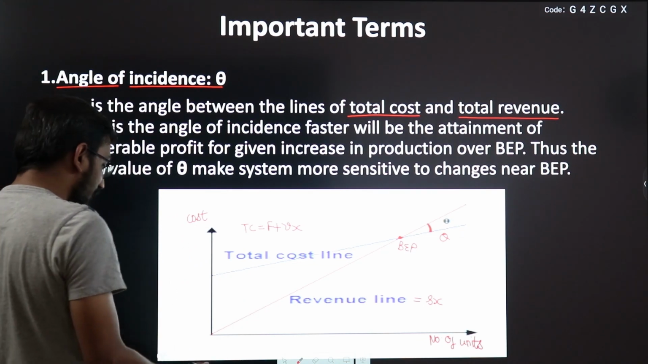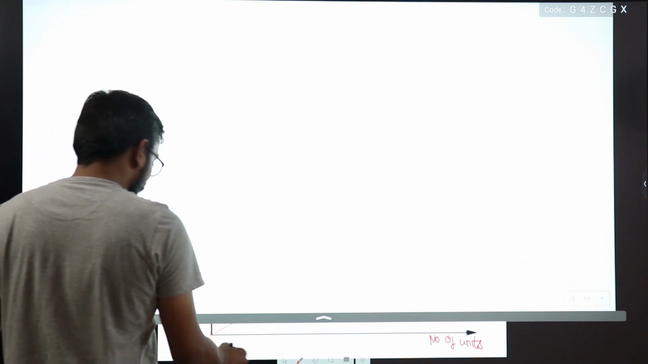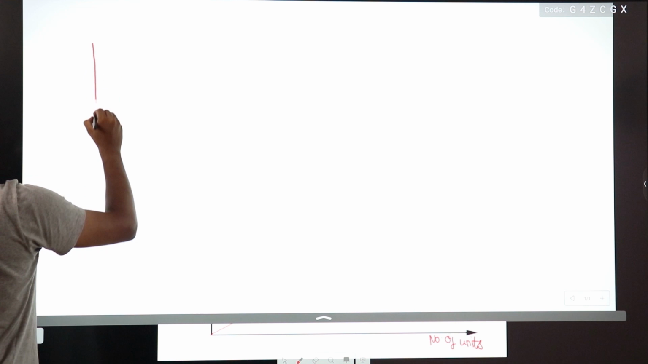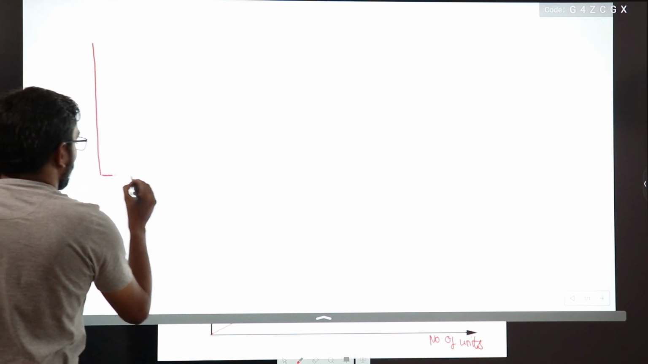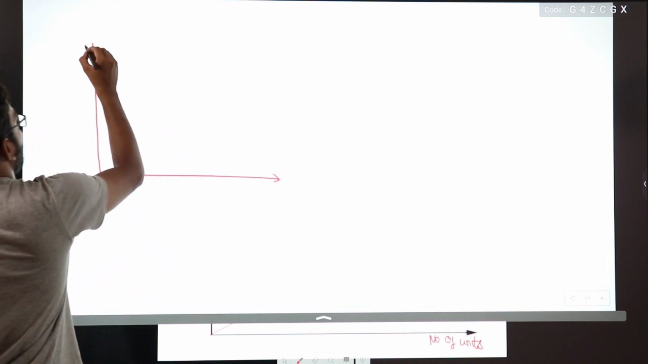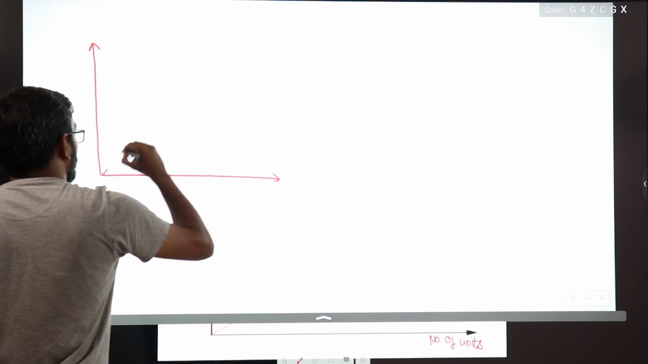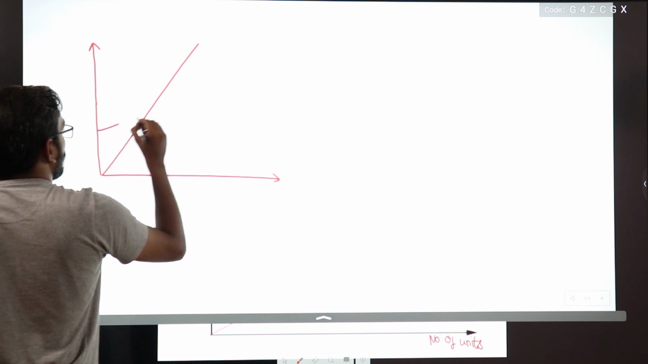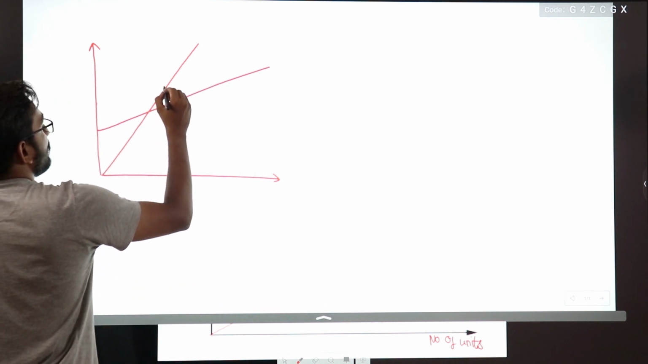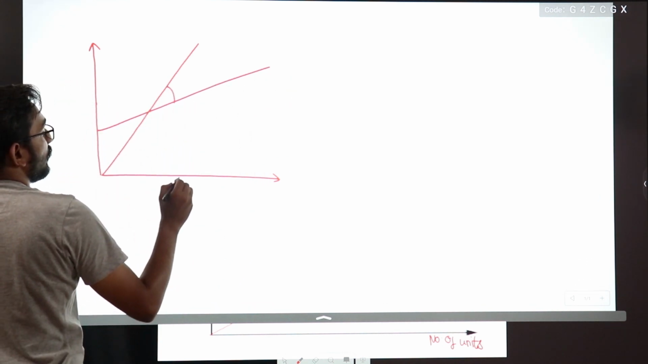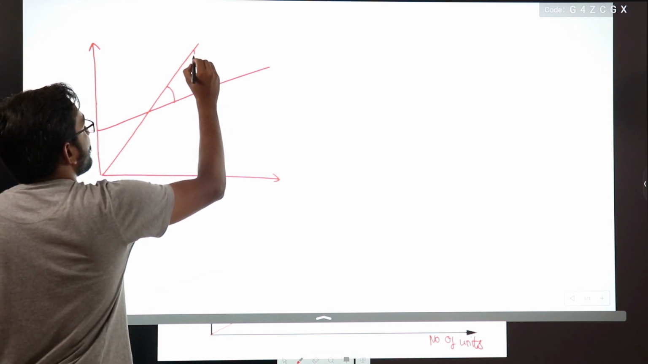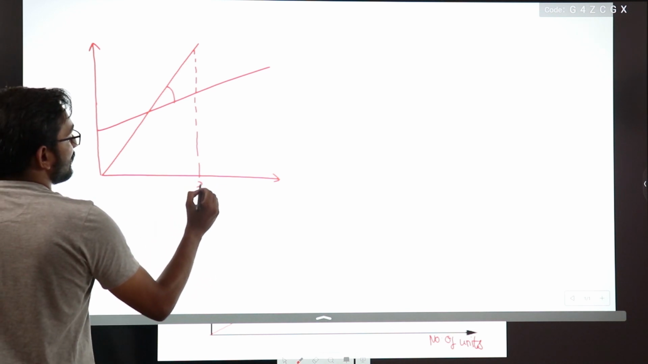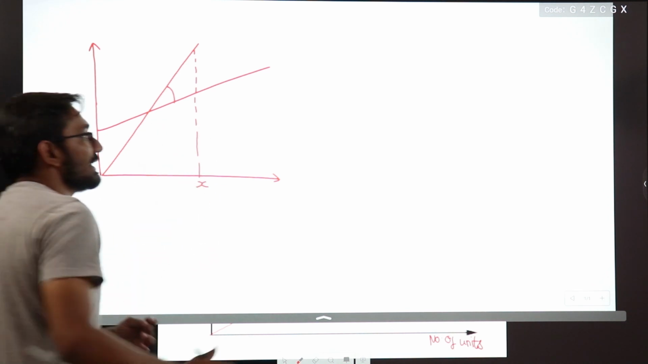Let us say that suppose the angle is more. Suppose this is the total sales line and this is the variable cost. This is the total cost, right? So if this angle is more, then at a particular x more than this break even point, profit will be more if this theta is more.